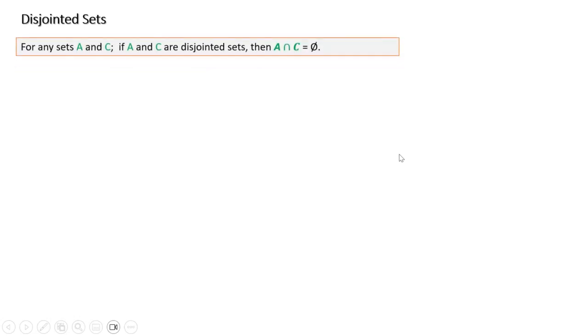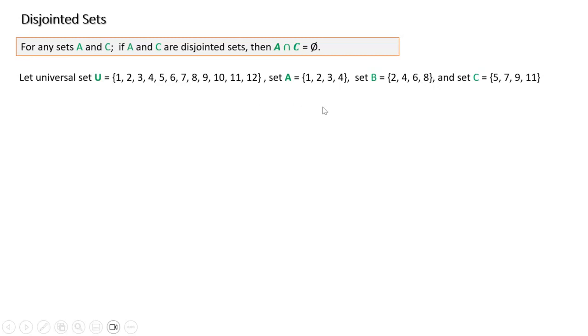Now this is called disjointed sets. It says for any sets A and C, if A and C are disjointed sets, then the intersection is an empty set. This means that the sets A and C don't have anything in common. They don't intersect. They're disjointed or they're just separate. Okay, here's the example.